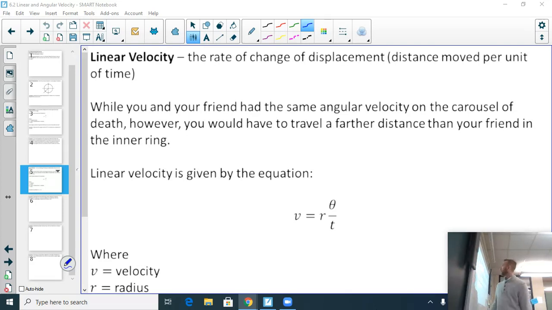And so, if we remember my example of the death carousel, or the carousel of death, whatever I said, we said that a person on the inside and a person on the outside would have the same angular velocity, right? The angle per second is changing at the same rate for both of you. However, your linear velocity, right?